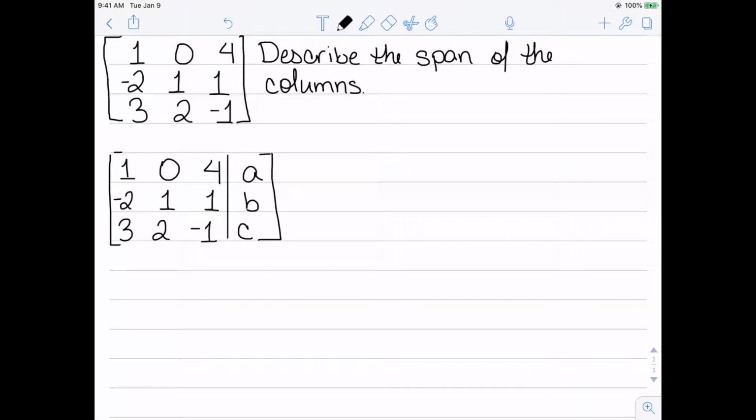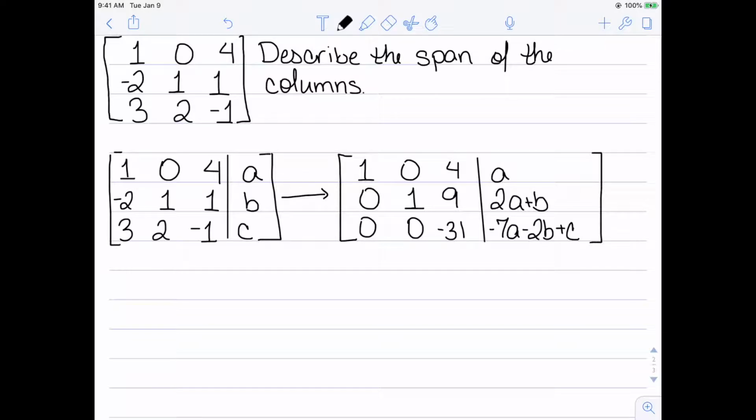In order to do this, we're going to put this in an augmented matrix with just a general vector as the final column, this a, b, c. And so to be able to describe the span, we need to know when this solution exists. If I start to reduce this matrix, this is what I get over here on the right. And this will always have a solution, in particular because I have a pivot in every single column. And since this always has a solution, there's no conditions in the span. Instead, the span of the matrix is all of the vectors in R3.